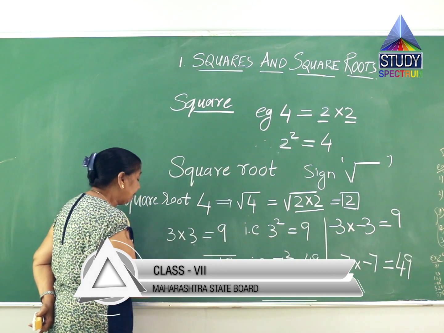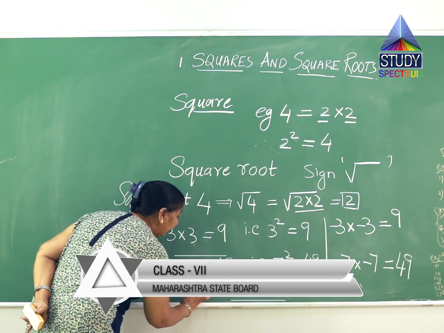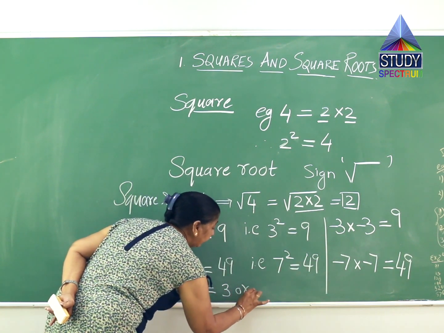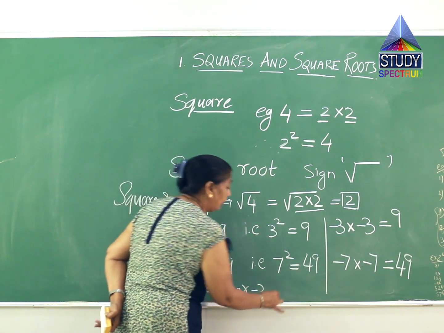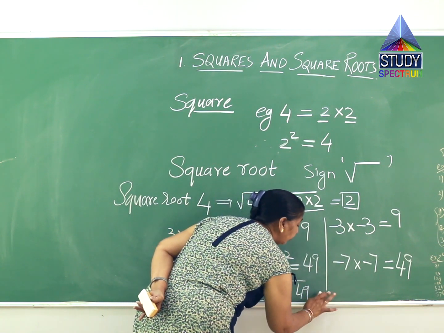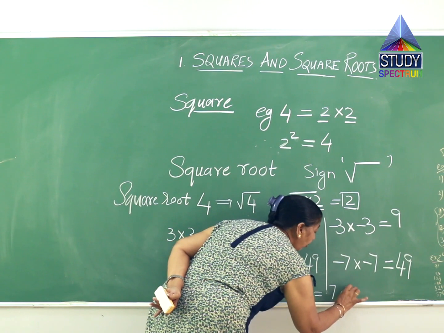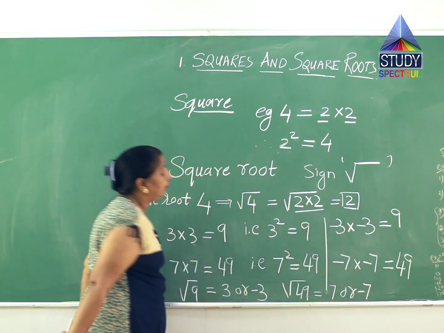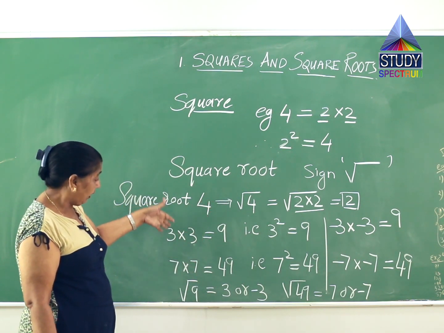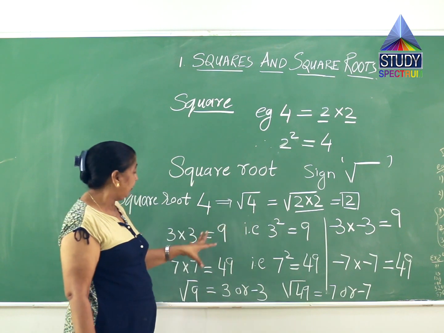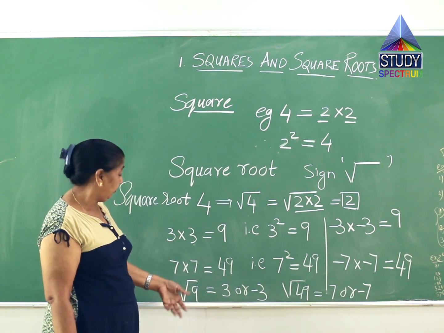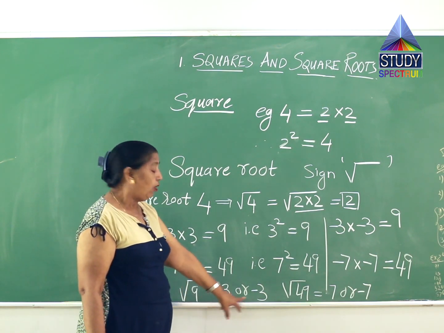So it is clear that the root of 9 is either positive 3 or negative 3. Same way, the root of 49 is also positive 7 or negative 7. So whether it is a positive number or its opposite, the negative number, if I multiply them, I'll get the same square. And the root of every perfect square is either positive or negative.